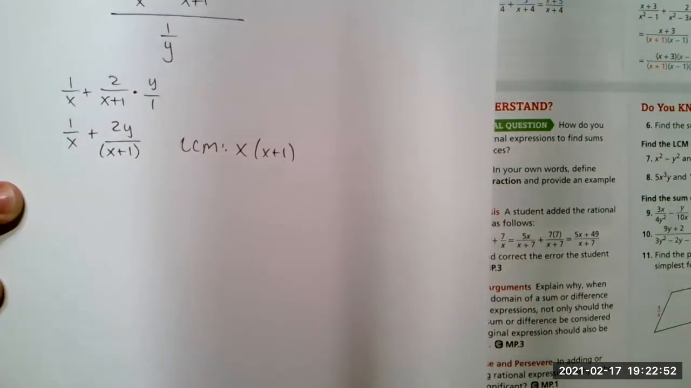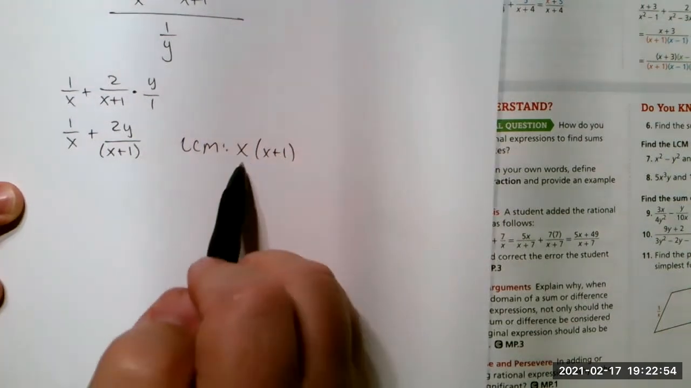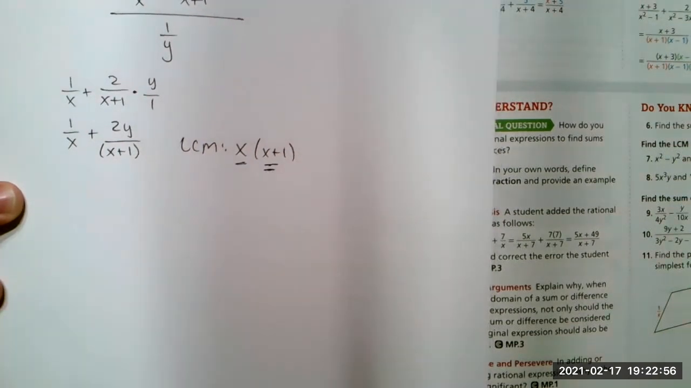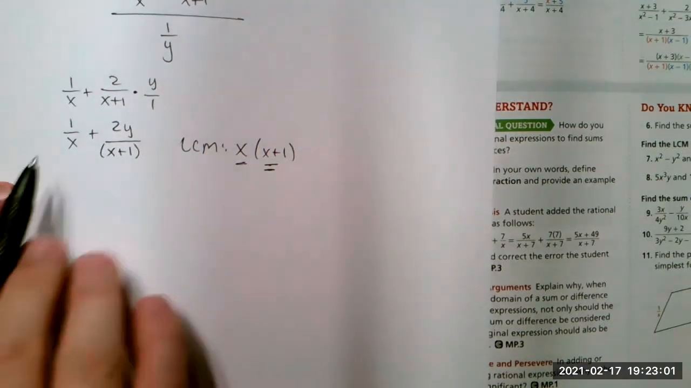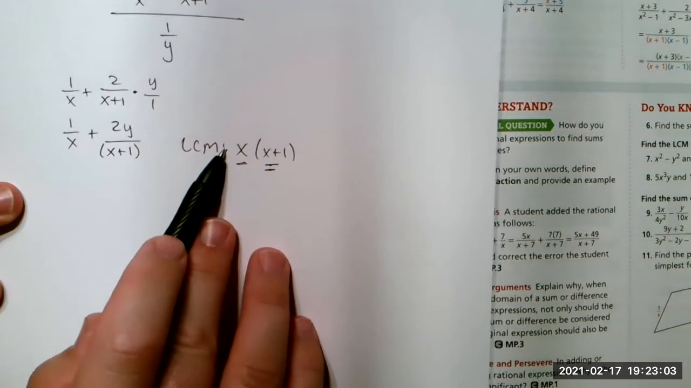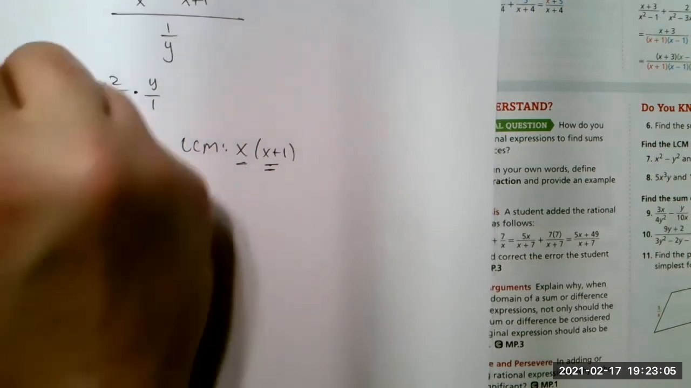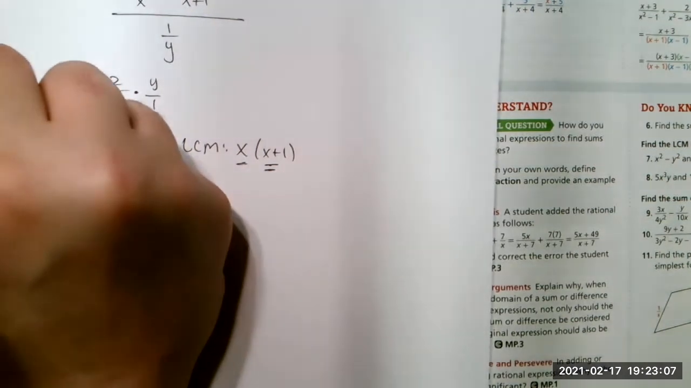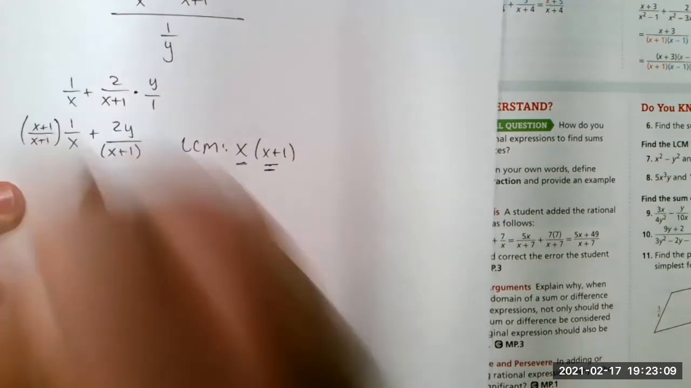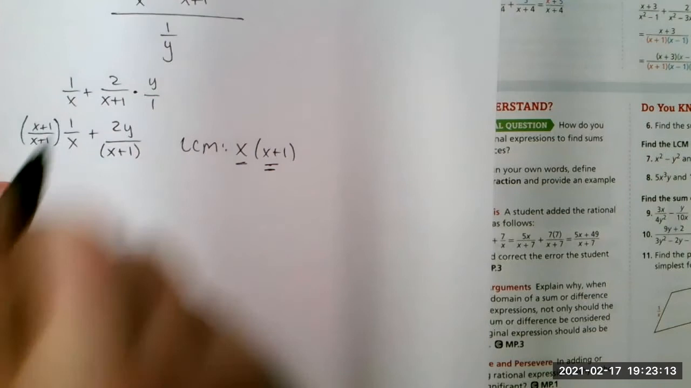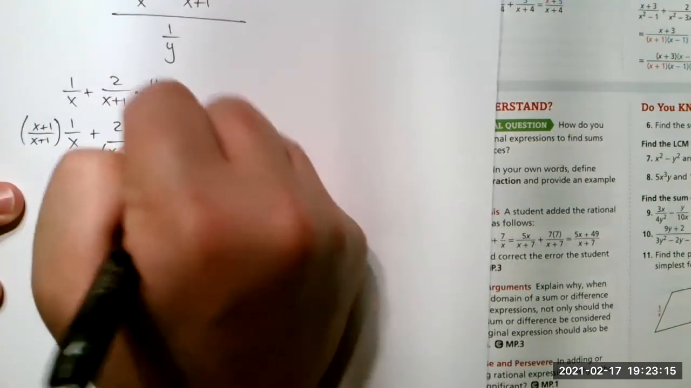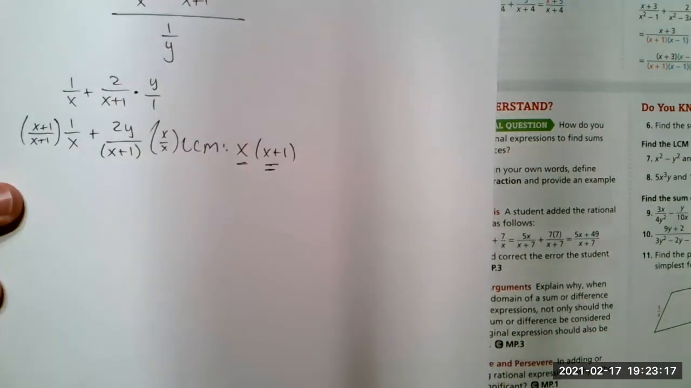Bam, I'm done. That's what I'm going to need, both of these terms or both of these factors in this problem. So the first fraction already has the x, it's just missing the x plus 1. So I'll multiply the first fraction by x plus 1 over x plus 1. The second fraction already has the x plus 1, it's just missing the x. So I'll multiply the second fraction by x over x.